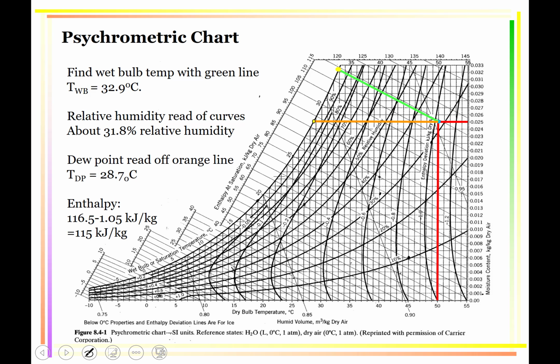All right, we're going to learn more stuff here. The wet bulb temperature for humid air is the same as the adiabatic saturation temperature. Okay, wet bulb is the same as adiabatic saturation temp. Okay, beautiful.